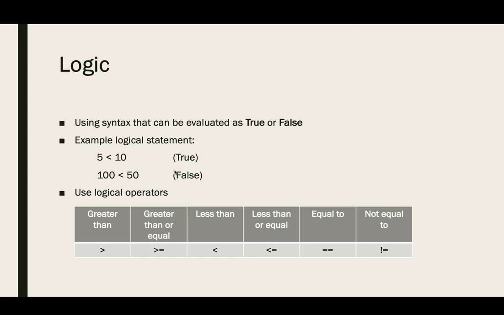There are a number of different logical operators. We've used the less than symbol here, but we have greater than or equal to, so a greater than sign with an equal sign, less than or equal to. If we wanted to see if something was equal to something else, it's two equal signs, and then not equal uses the exclamation point and equal sign, meaning not equal.